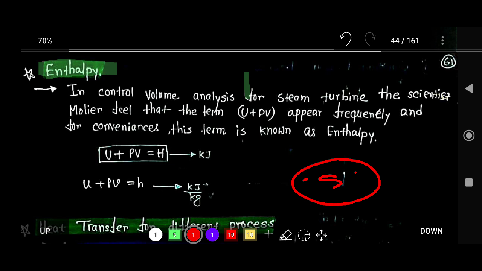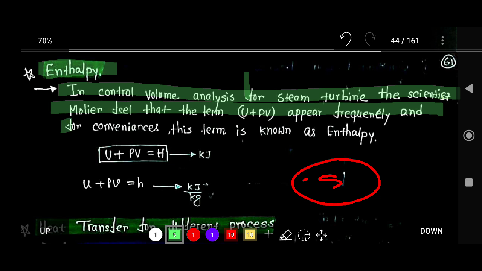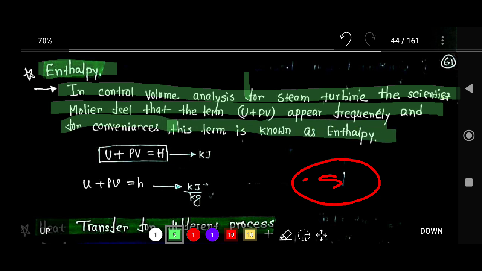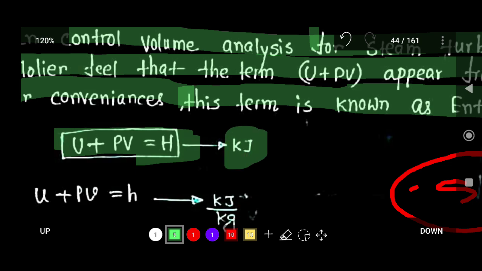Basically, enthalpy H is equal to U plus PV. In control volume analysis for steam turbines, the scientist Mollier felt that the term U plus PV appears frequently, and for convenience, this term is known as enthalpy. So enthalpy H is equal to U plus PV, and the unit will be kilojoule.